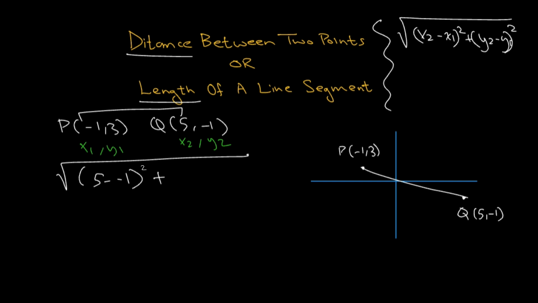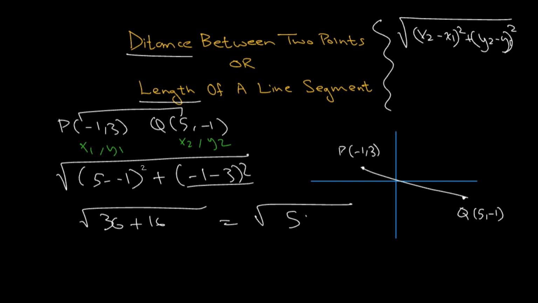Plus negative 1 minus 3, that is y2 minus y1, whole square. 5 minus minus 1 is 5 plus 1, which is 6. So 6 square is 36. And negative 1 minus 3 is negative 4. And negative 4 square is 16. So 36 plus 16 equals 52. So the length of the line segment PQ is square root 52 units.